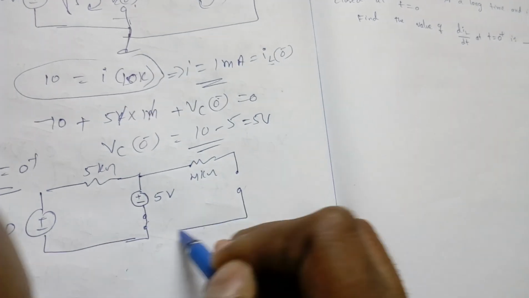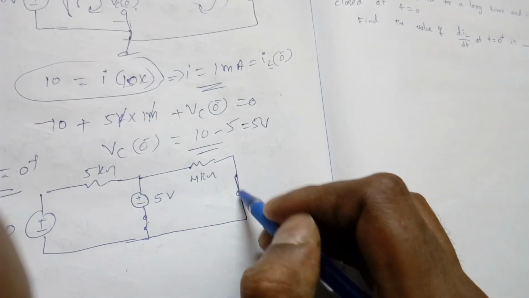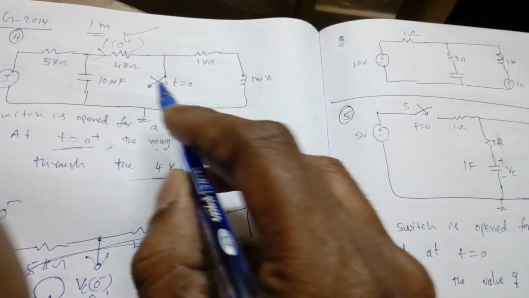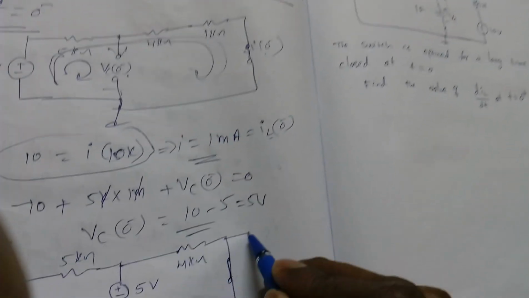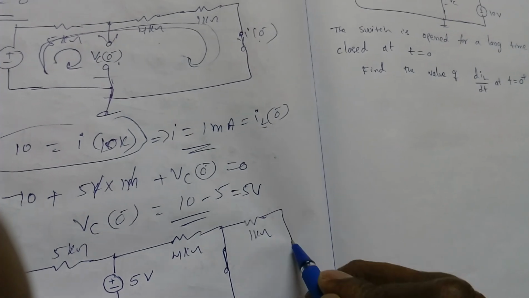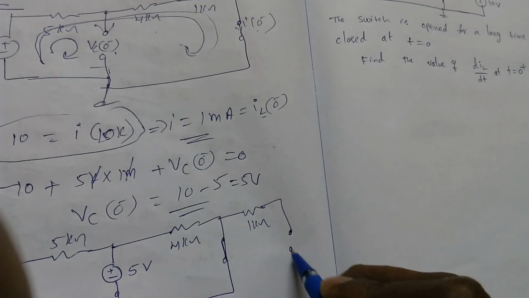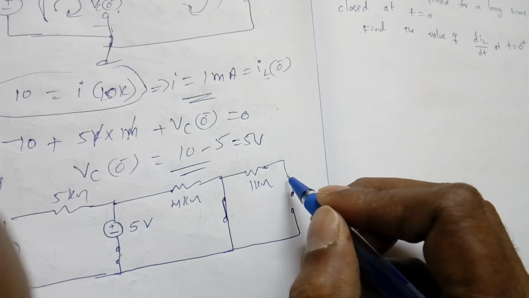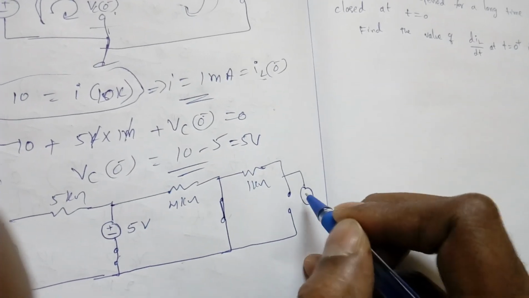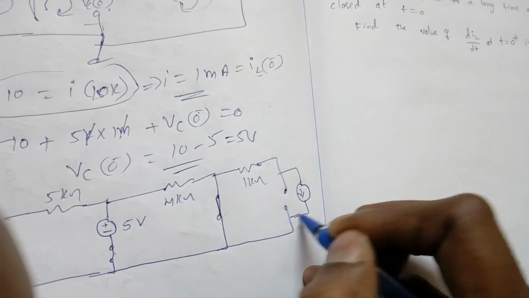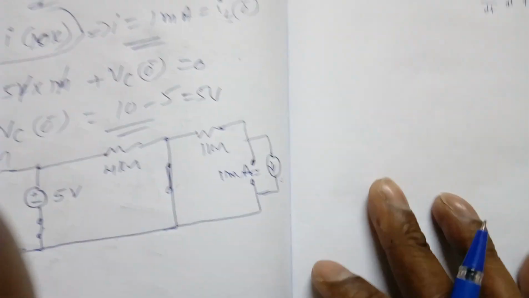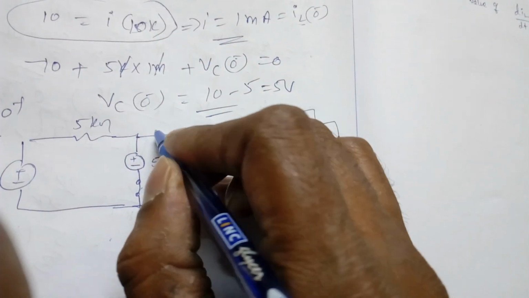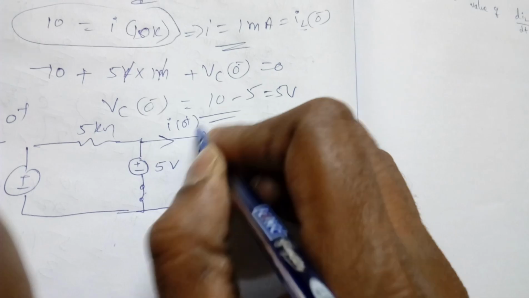Then now if you observe, the switch is now closed. Now it is closing, so this is the short circuit. Next, this is 1 kilo ohm, and the inductor is now open circuit at T equal to 0 plus, but with initial current, as we already found, it is 1 milliampere. So 1 milliampere is IL of 0 minus. We need to find I of 0 plus here.